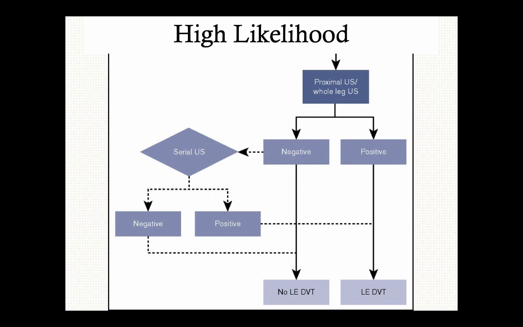Then high likelihood skips the D-dimer entirely. But they still don't differentiate proximal from whole leg ultrasound. So if it's negative, then serial, and serial's in a week. If it's negative, then you're done; if it's positive, treat. Or you have the option to say no and assess some other risk factors and decide. So they leave some leeway in that high likelihood, but it skips the D-dimer entirely.